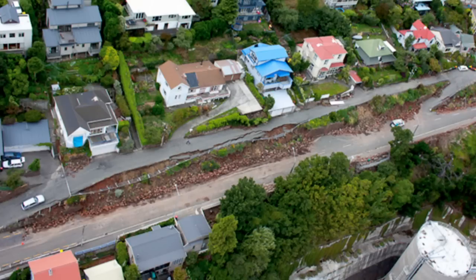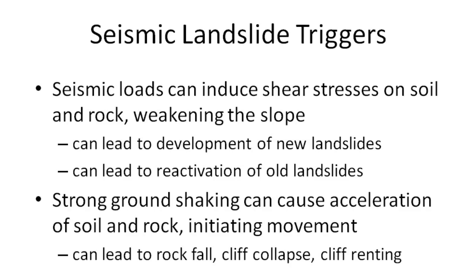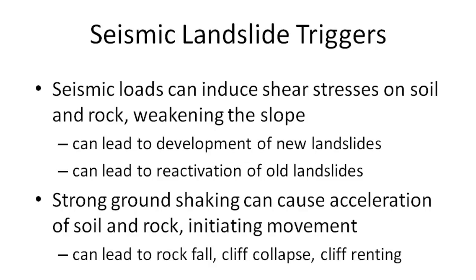So taking a step back, looking at some of the technical aspects of some of the damage that we saw, in order for that damage to occur, there are triggers, and those triggers in this case were seismic triggers arising from the earthquakes. And seismic loads around the world have been shown to induce shear stresses, and shear stresses are stresses in which the material wants to move in a parallel fashion. And these shear stresses on the soil and on the rock will tend to weaken the material that's making up the slope, whether it's soil or rock.